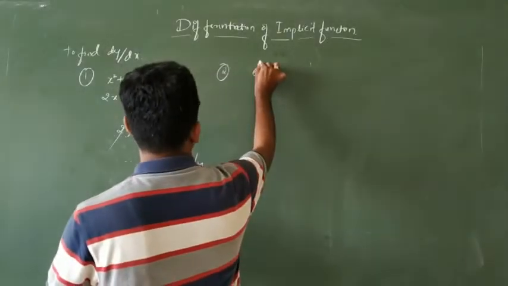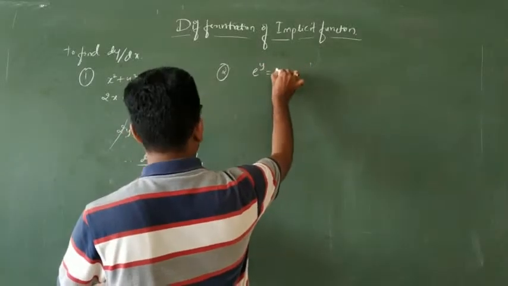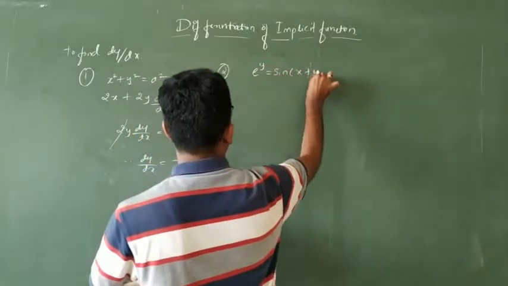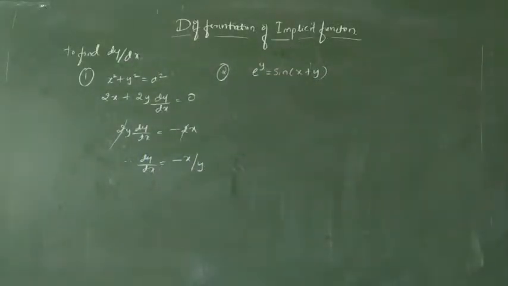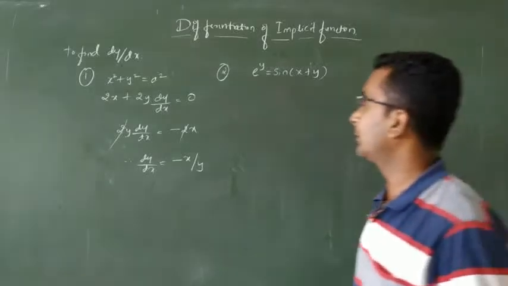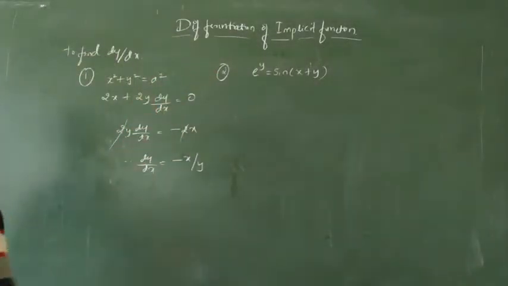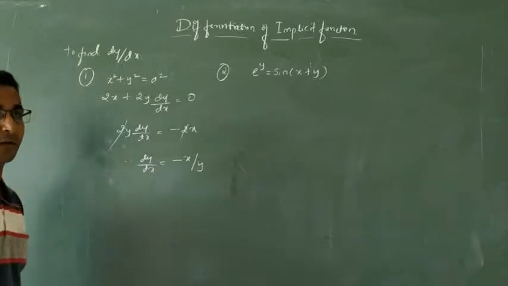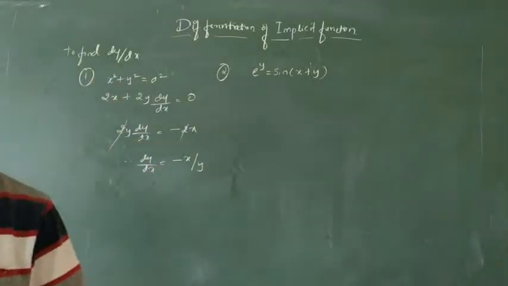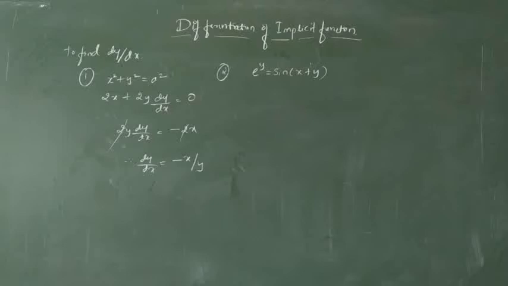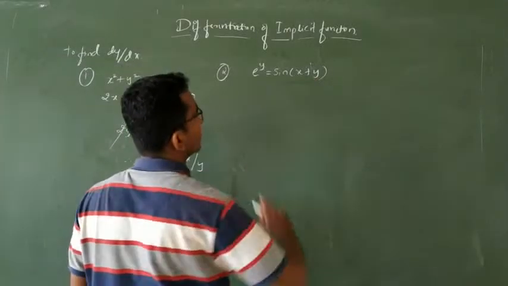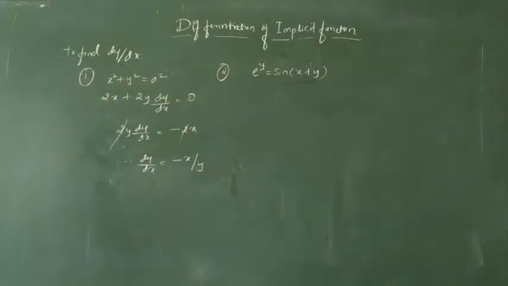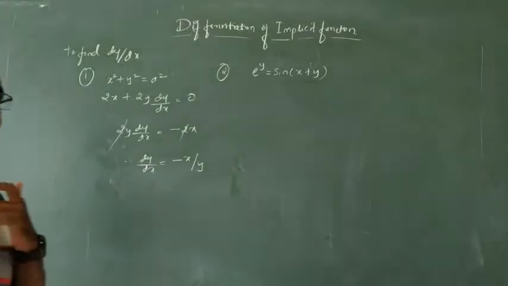e raised to y is equal to sine of x plus y. e raised to y is equal to sine of x plus y. So this is also one of the implicit functions. They say differentiate this one with respect to x. Otherwise, this is for the 2 or 3 marks question. The implicit function, got it? This is very important. So this is again x and y, the dependent variable with the independent variable. Get it? Here they will not give you separate.